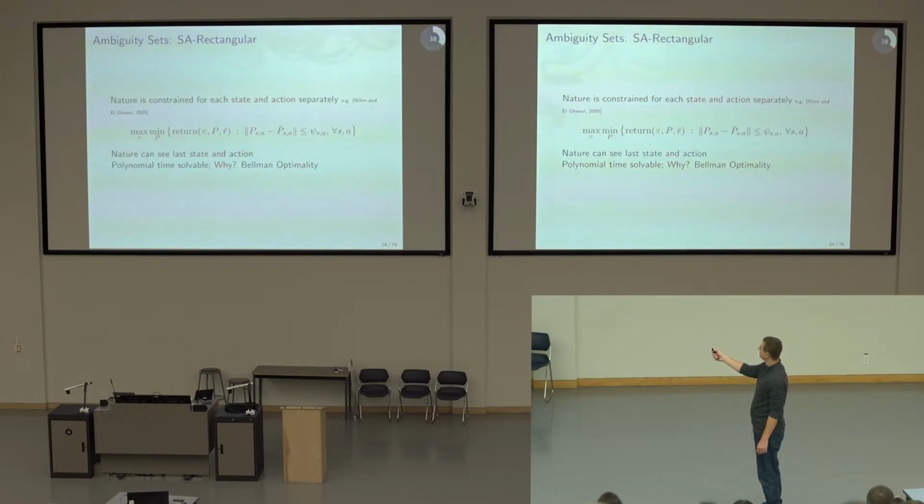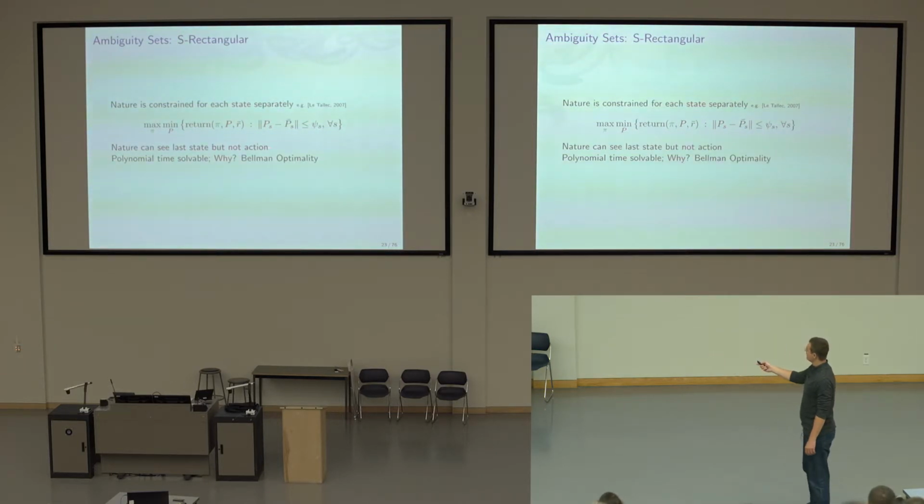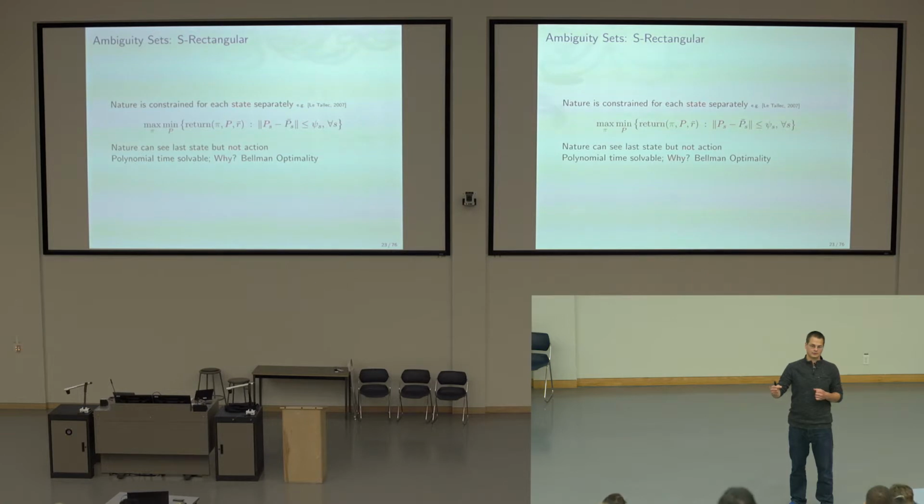So the question was, what is the difference between the methods from what you're optimizing? In the S-rectangular case, you apply your constraints for each state independently, but then the constraint is across multiple actions from this state. That means that nature chooses the noise, but it has to choose the noise without knowing what action you're taking.